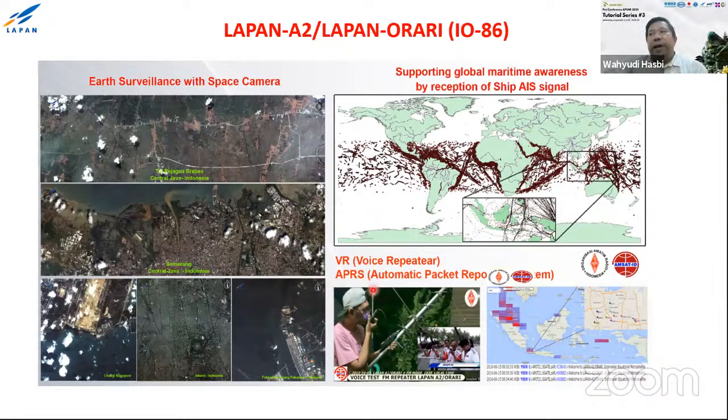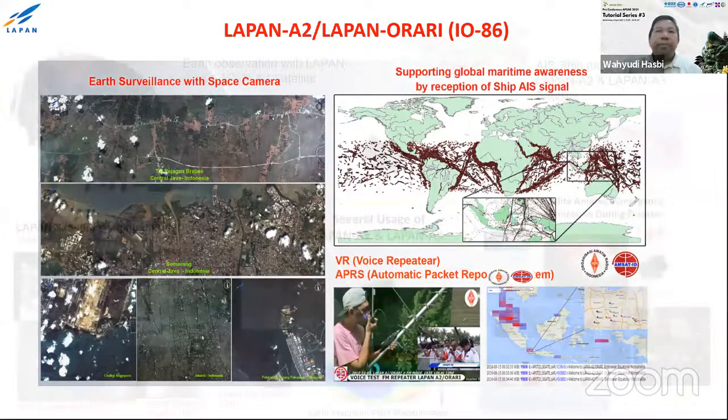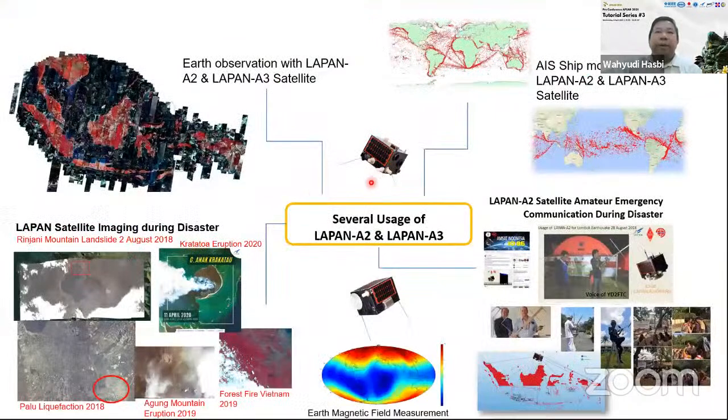And because we have an AIS system, then we can also monitor a lot of ships around the equatorial belt, because the satellite is having an equatorial orbit here. And also the satellite is used by the amateur radio for voice repeater and also to send data through the automatic packet reporting system. And this is the typical application that we are using for our A2 and A3.